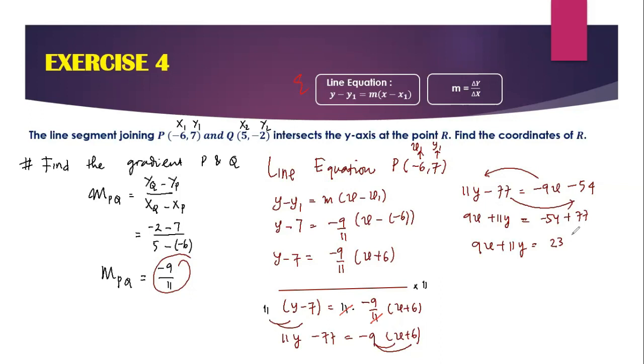So this is our line equation. Yes, sir. Our line equation, this one, right? This is our line equation. Clear? So go to the next question.